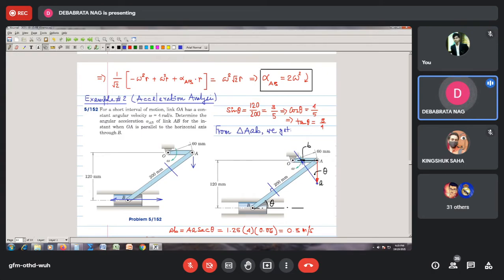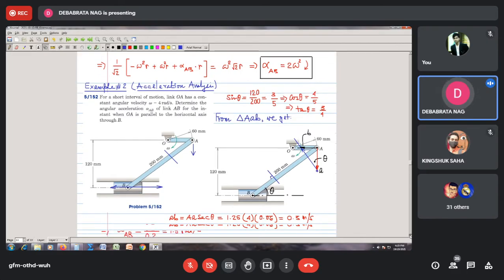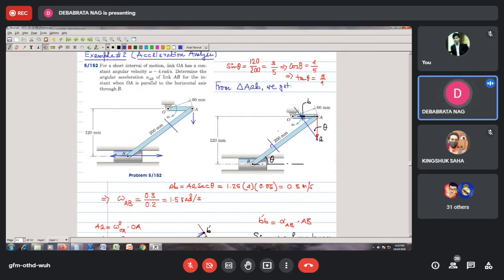Only thing to note is that the relative velocity magnitude must be equal to the angular velocity of this link times the link length. So 0.3 meter per second must be equal to omega AB into 0.2. So omega AB must be, therefore, 1.5 radian per second. What will be the direction? Mentally, you put this vector here. This is the arrow that you have decided. So this link should rotate in this direction. So the angular velocity must be in this sense. You must mention the sense.